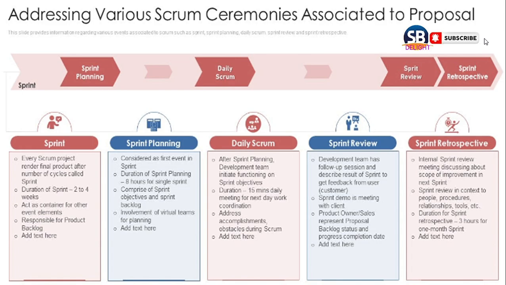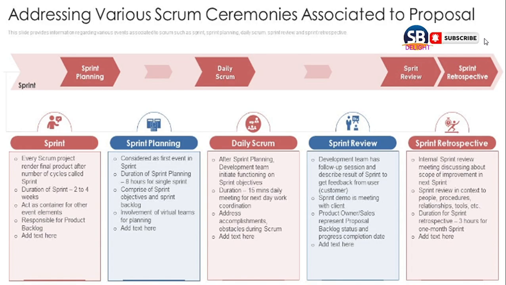Sprint review means the development team follows up and describes the result of the sprint to get feedback from users like customers. Sprint demo is a meeting with the client. That means the sprint demo will be arranged with the client, then they will explain how it will work. Third, the product owner and sales representative present the backlog status and progress completion date. These are all the things. Finally they will add the text.